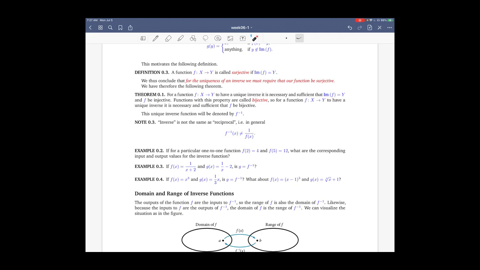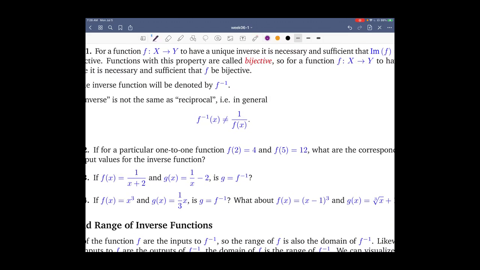Functions that are both injective and surjective are called bijective. So I can restate this theorem in the following way. For a function to have a unique inverse, or the unique inverse, I should say, it is necessary and sufficient that the function be bijective. Of course, this unique inverse will be denoted by f to the negative 1, or sometimes pronounced inverse f.